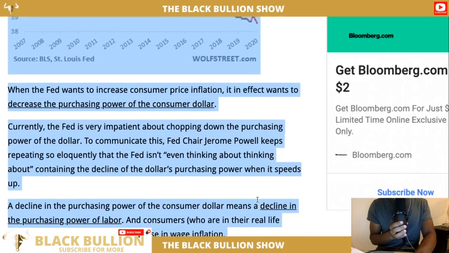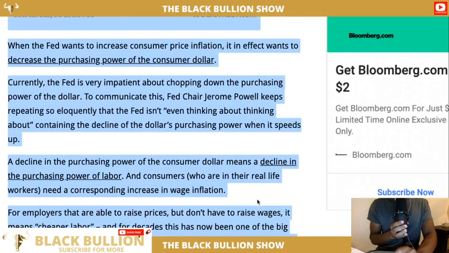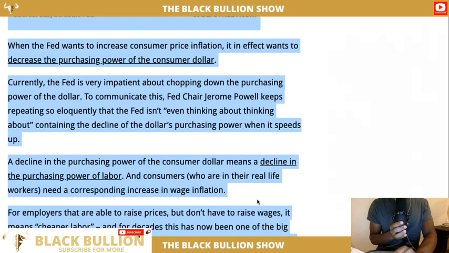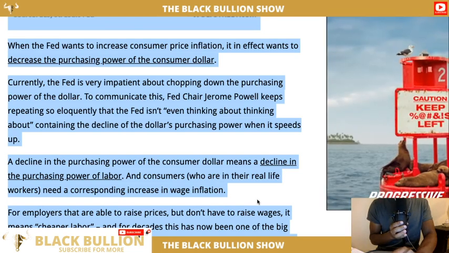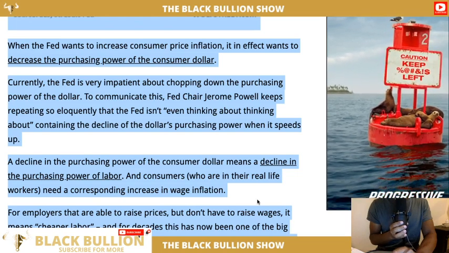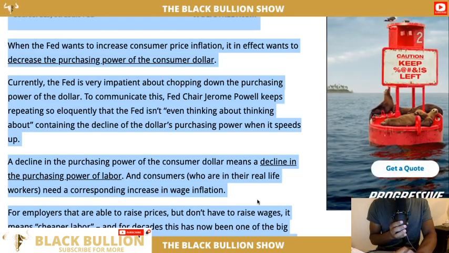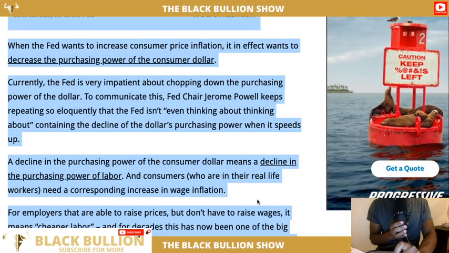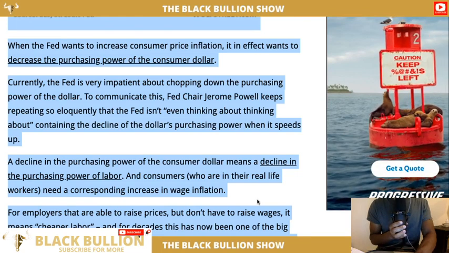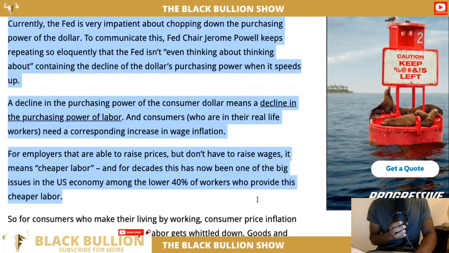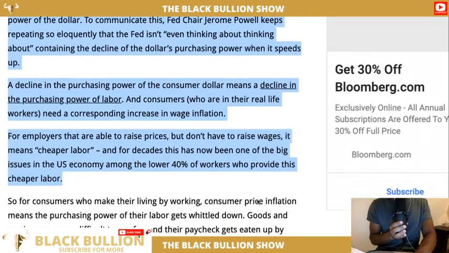Let's continue. When the Fed wants to increase consumer price inflation, it in effect wants to decrease the purchasing power of the consumer dollar. Currently, the Fed is very impatient about chopping down the purchasing power of the dollar. To communicate this, Fed Chair Jerome Powell keeps repeating so eloquently that the Fed isn't even thinking about containing the decline of the dollar's purchasing power when it speeds up.